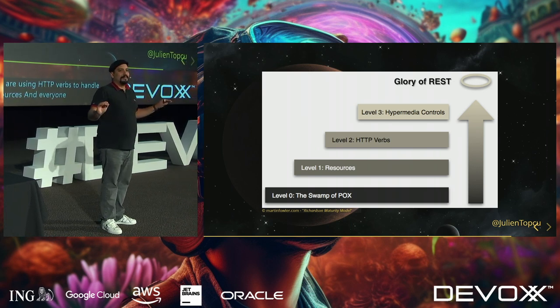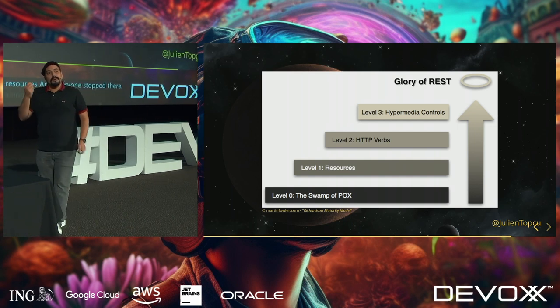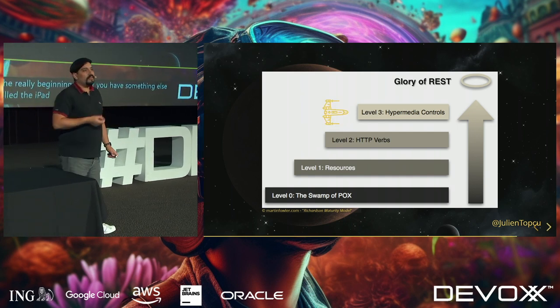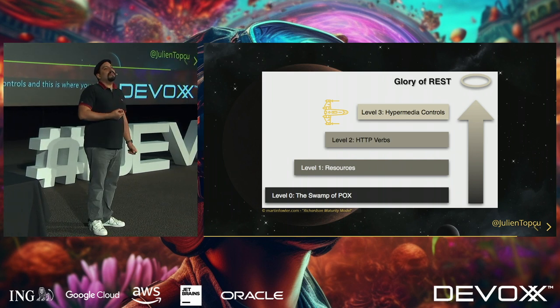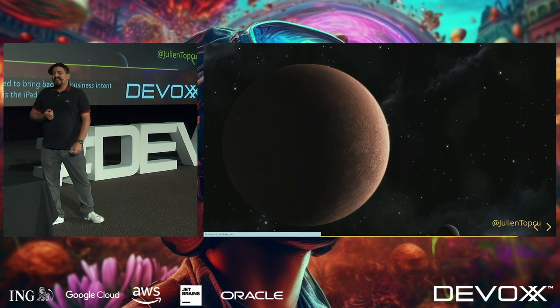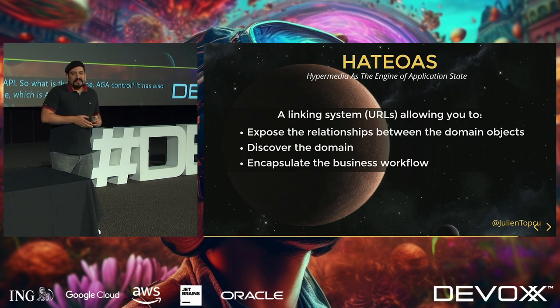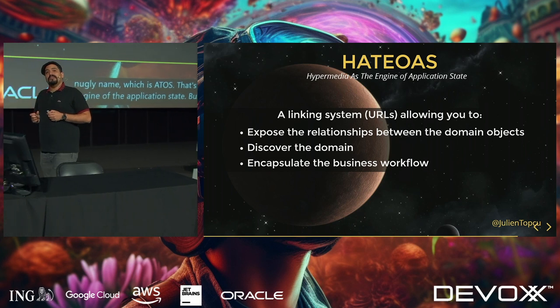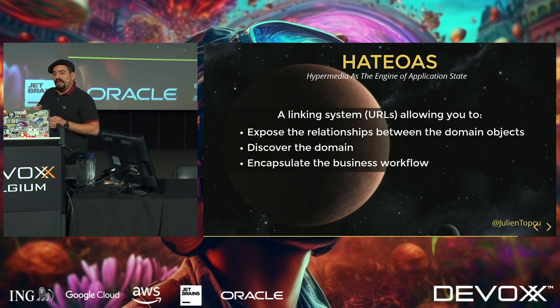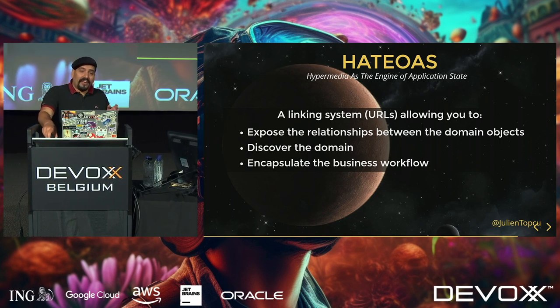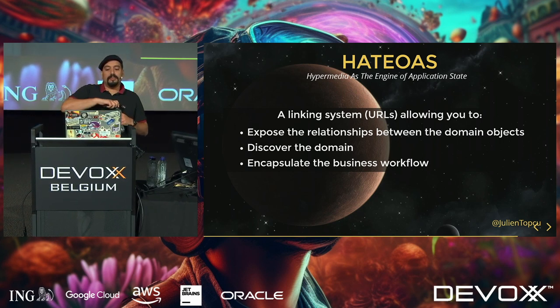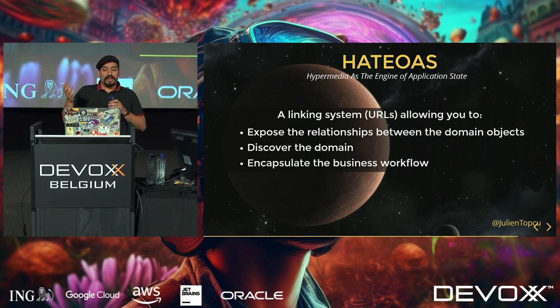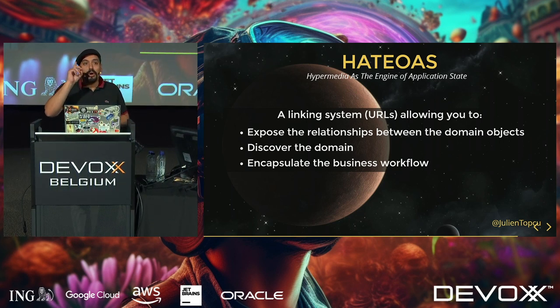And everyone stopped there. But from the very beginning of REST, you have something else, which is called the hypermedia controls. And this is where you will find all the things you need to bring back the business intent inside your API. So what is the hypermedia control? It also has an ugly name, which is HATEOAS, that stands for hypermedia as the engine of application state. But I really like the engine of application state because it sounds like a behavioral engine. And what is this? In fact, this is a linking system that will allow you to expose the relationships between your business domain objects, discover the domain, and, the more important part, encapsulate the business workflow inside your API.